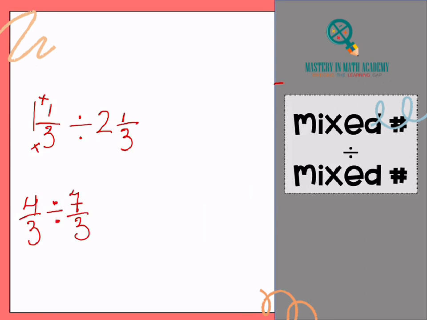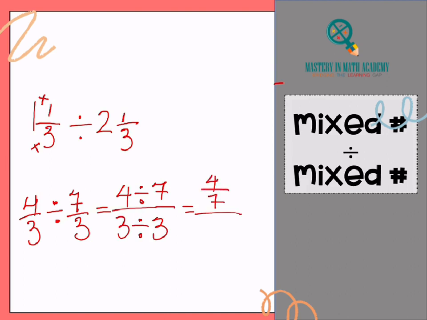I want to write it out for you so you can see what we are doing. So in your numerator, you have 4 divided by 7. And in your denominator, you have 3 divided by 3. The 4 divided by 7, you can write it as a fraction. And the 3 divided by 3, you can also write that as a fraction. We know that if you have your numerator and your denominator as the same number, that's equal to 1 whole. And we already have our 4/7.